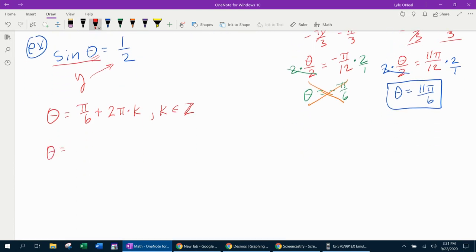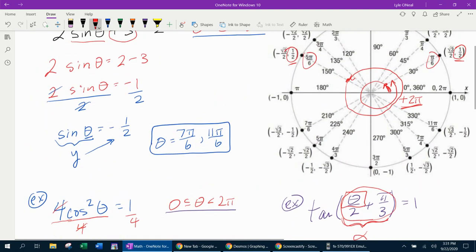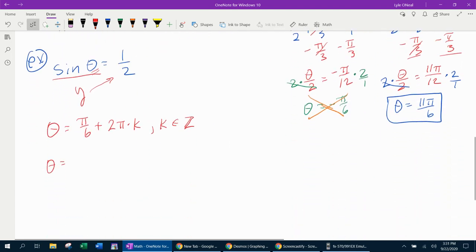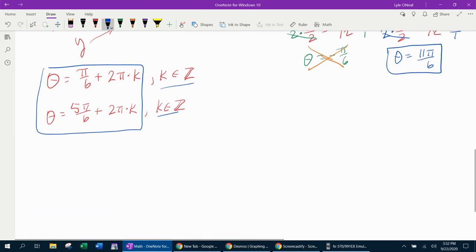Also, solutions are at 5 pi over 6 plus 2 pi increments, integer multiples of 2 pi, where k is an integer, okay? So those are the general solutions. Right here, these are general solutions, and this stuff here on the end, it just says k is any integer. So those are the general solutions.